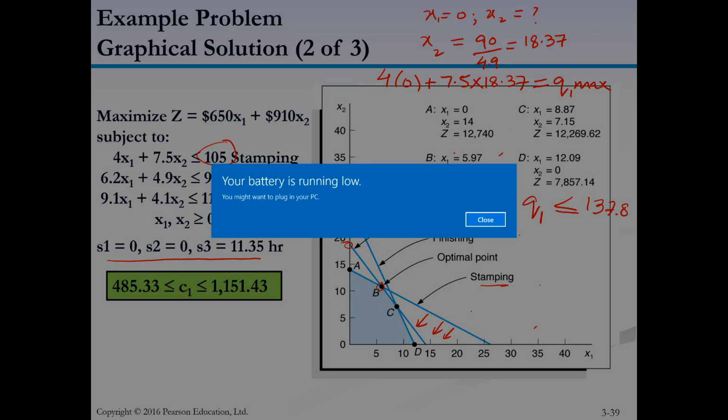Okay, my battery is running low. Let me fix it.